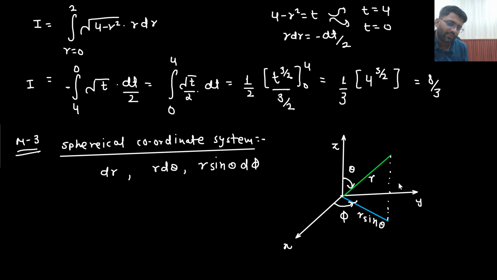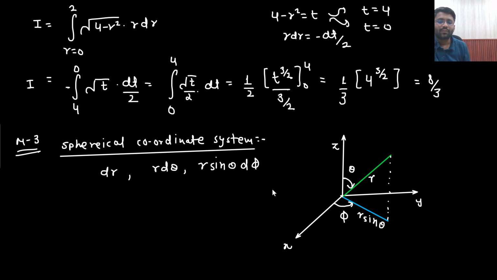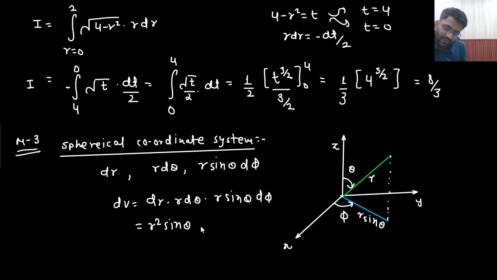First of all, you should be in the habit of making this diagram. Second of all, without making this diagram, you should be able to write down the volume. Volume is given by dr into r d theta into r sin theta d phi. So the volume is r square sin theta dr d theta d phi.